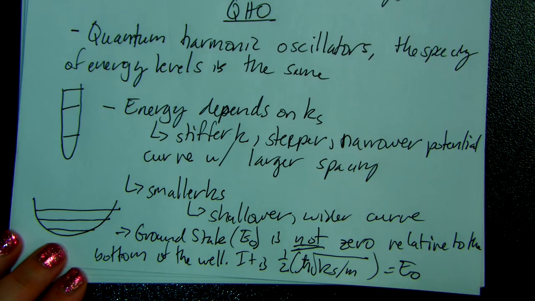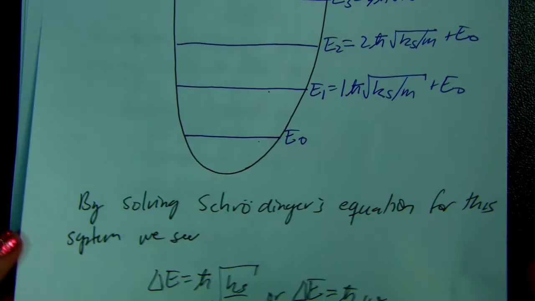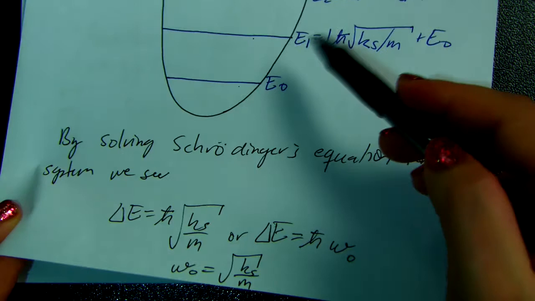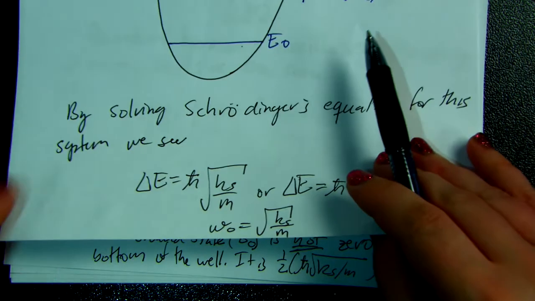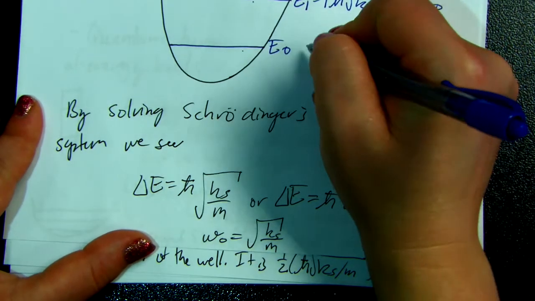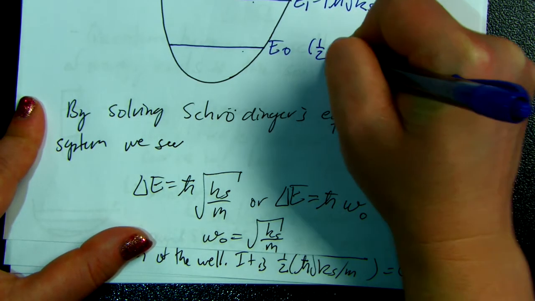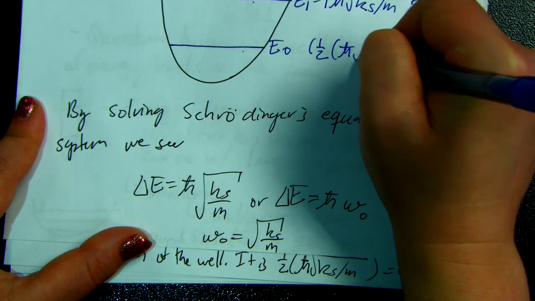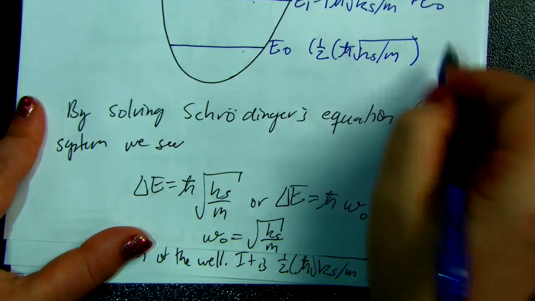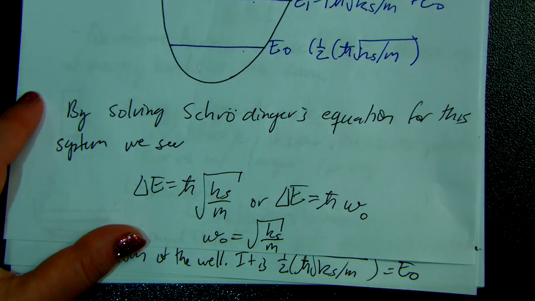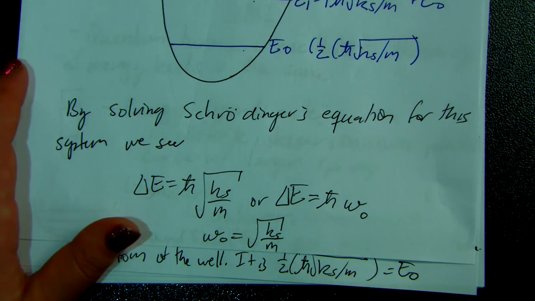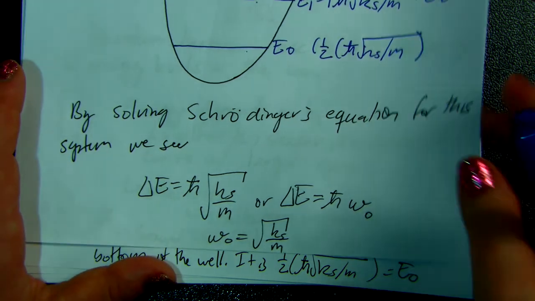It's not at the bottom. So I'll go back to this picture here. We can see this is not the bottom of the well. This is at 1/2, write that in, 1/2 h bar root Ks over m. So that is what E naught equals. So if you have h bar, you've got the interatomic spring stiffness and the mass, you can calculate the ground energy state.